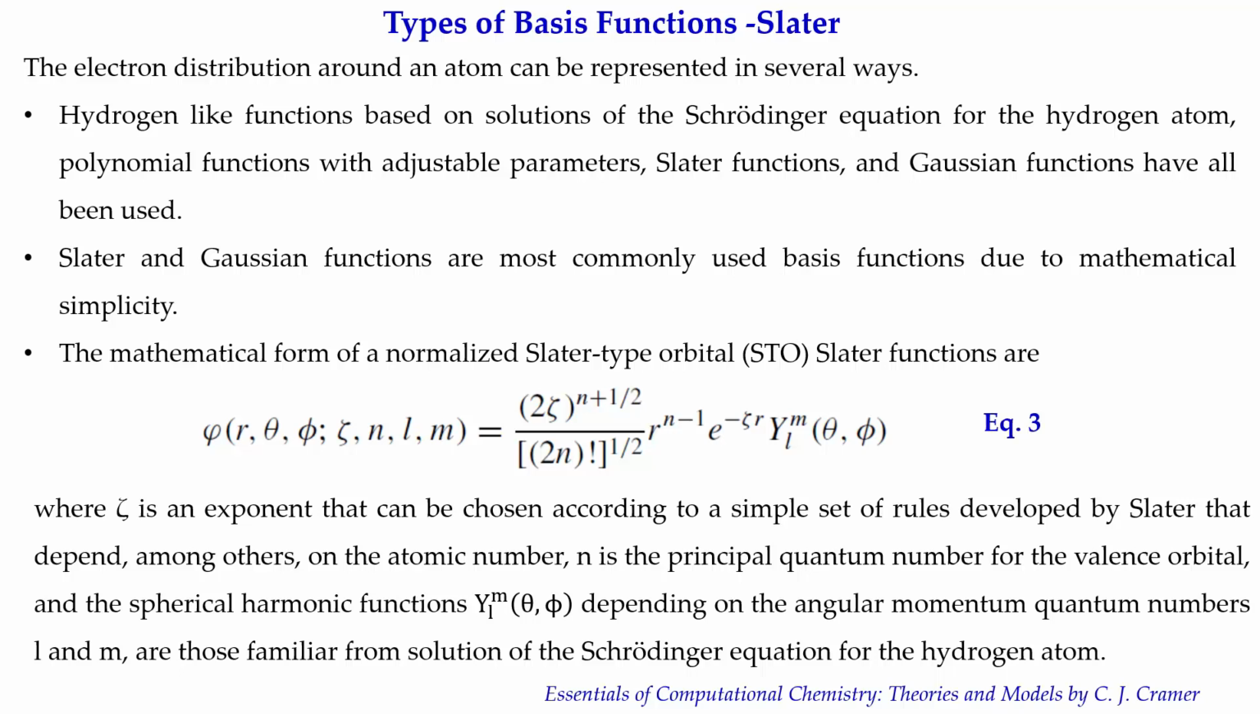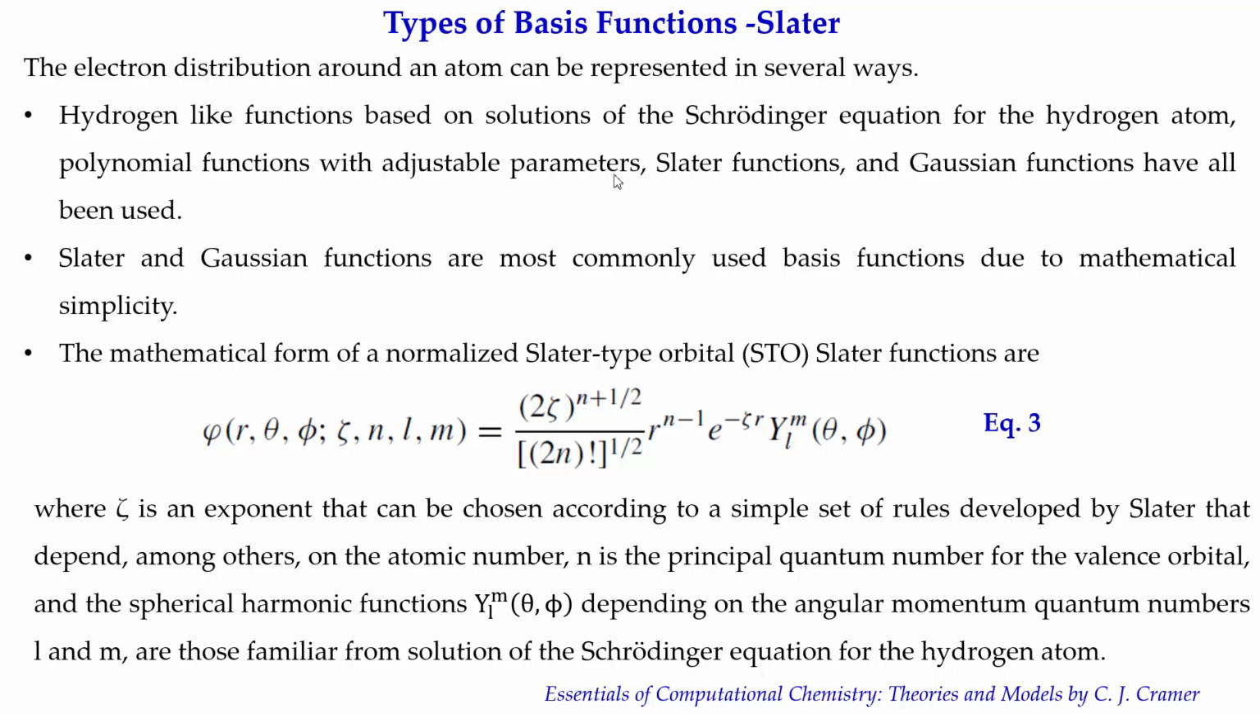So the electron distribution around the atom can be represented in several ways. Like hydrogen-like functions based on solutions of the Schrodinger equation for the hydrogen atom, we can use polynomial functions with adjustable parameters. We can use Slater functions. We can use Gaussian functions, and we will discuss a little more about these sequentially. So Slater and Gaussian functions are the most commonly used basis functions due to mathematical simplicity.